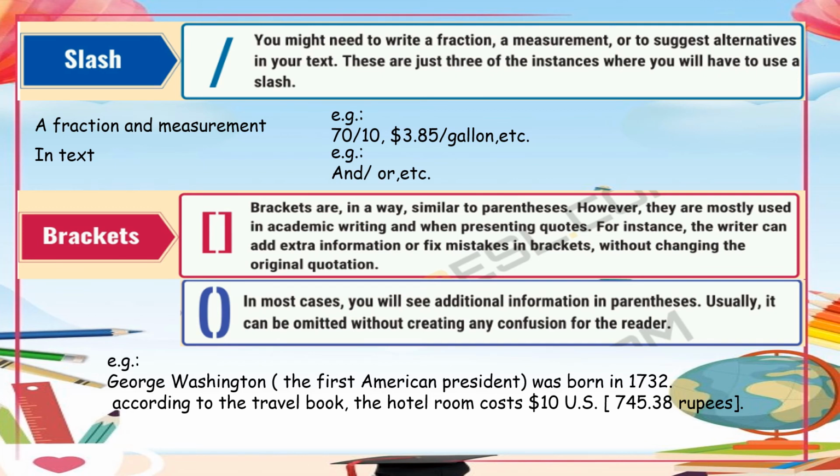According to the travel book, the hotel room cost $10 [10 US dollars]. So 10 US dollars, it's already understood the cost, but if additional information is to be given, then we use square brackets. For parenthesis, we did not mean it as additional information. It's just passing on more about the person, but expressing a particular thing in a different way, not extending the meaning, we use square brackets.